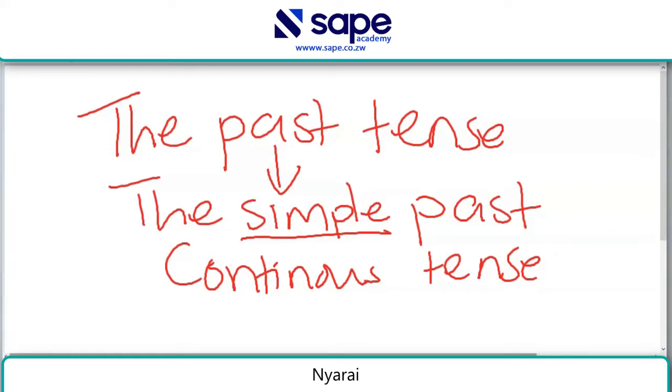All right, so the simple past continuous tense is used to show that whatever it is that was happening was still continuing while during this event, right? So let me just give you an example so that it's easier for you to understand it.